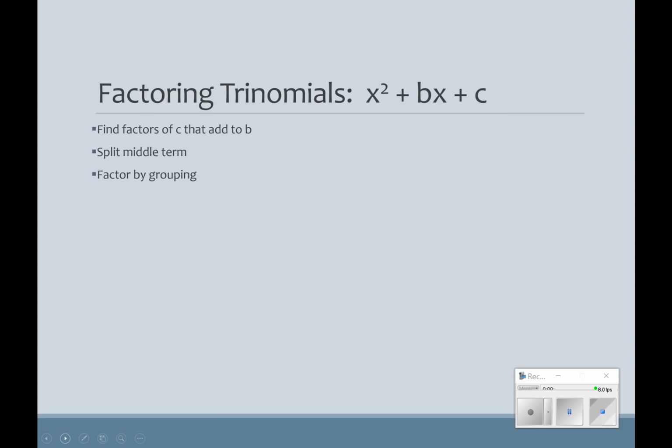When we factor trinomials, we're going to find factors of c, which is this right here, that add to b. And when I mean add to b, we're going to be taking the sign and the number into consideration. We're going to split the middle term, and then we're going to use factor by grouping. What I want you to do, while we are doing these problems, is see if you can look at patterns, and at some point you might be able to drop the factor by grouping.